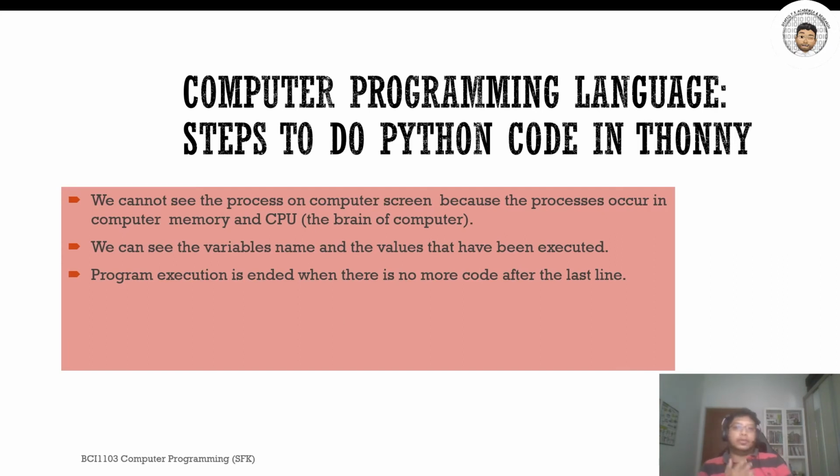Okay, so when we talk about steps, when we run the Python code in Thonny, basically we cannot see the process on the computer screen, because the process occurs in the computer memory and CPU, the brain of the computer. So we can only see the variable names and values that have been executed from Thonny. So you can see in the variable area, and the program execution usually ends when there is no more code after the last line. If it ended prior to the last line, it means that there's something wrong with your code that needs to be fixed.